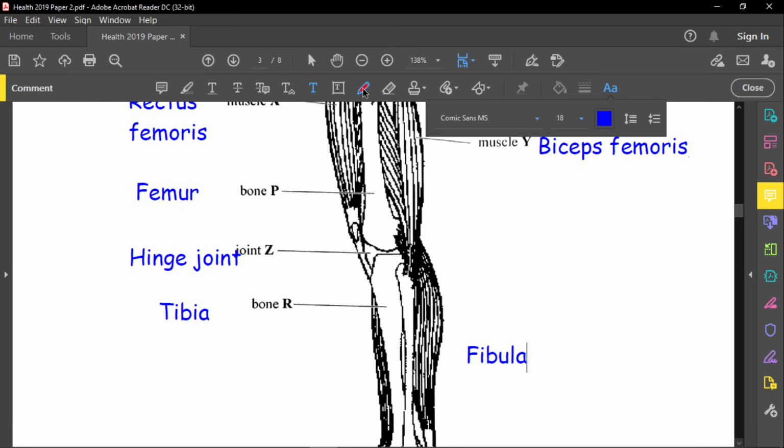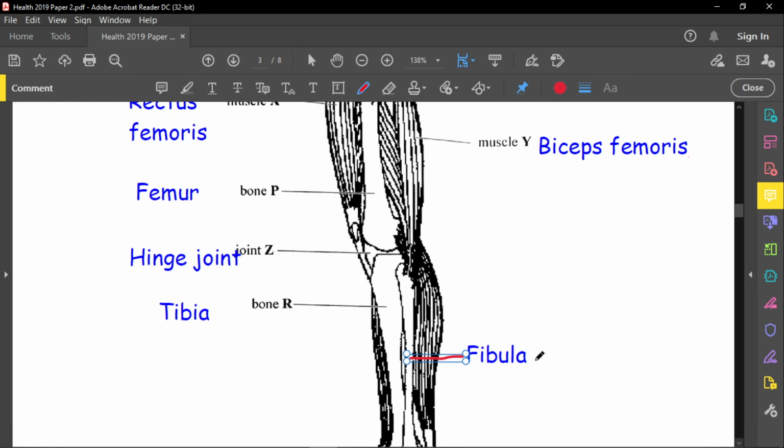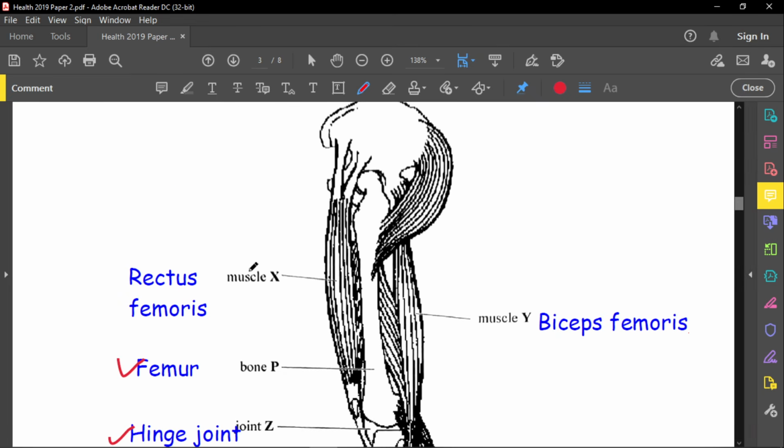So let's put a line there. And this is a smaller bone right here. So again, the things that you need to know for your examination, you need to know the fibula, the tibia. You need to know the hinge joint, the femur. So again, fibula, tibia, hinge joint, and femur. Please make sure you know those in the leg. There's no need to know the muscles in the leg.